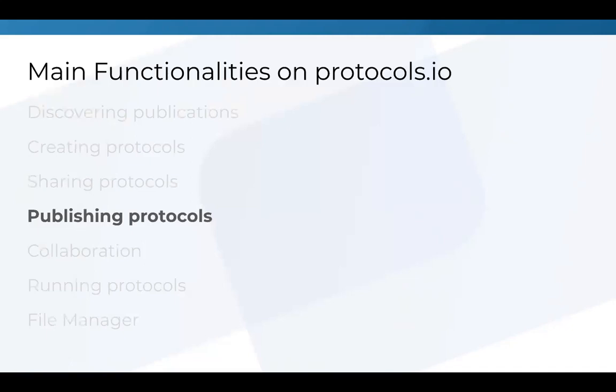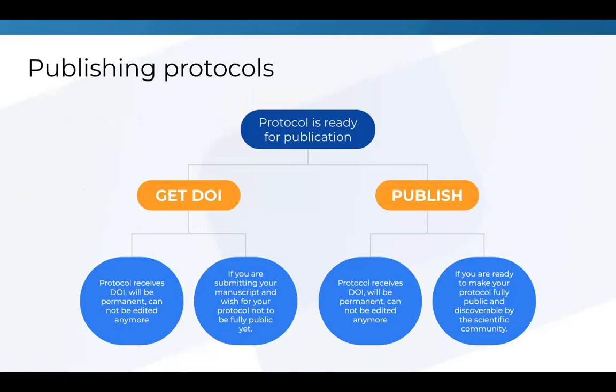And then next, if you're ready to make your protocol public, you will see two different orange buttons on a protocol. One is called Get DOI and one is called Publish. The main difference between the two is that the Get DOI button is a good option if you are submitting a paper and you want to include the DOI of your methods in your manuscript, but you're not fully ready to make your protocol discoverable by everybody yet, and you want to keep it still private, but you do want to include it in your publication.